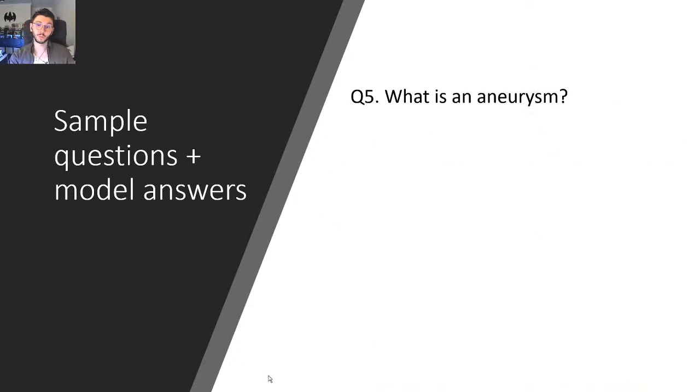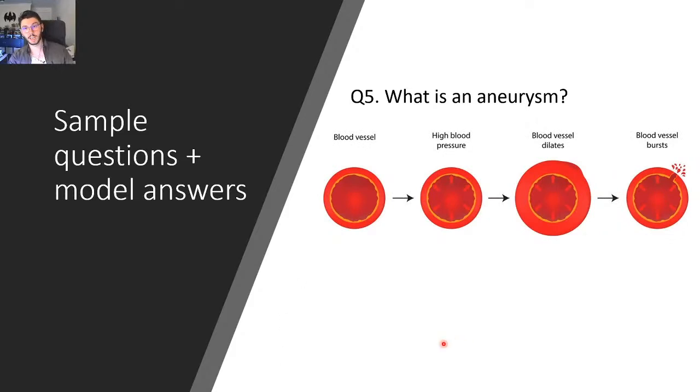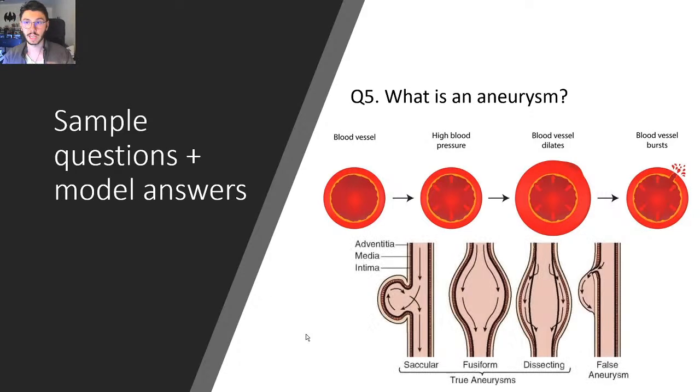So another question, what is an aneurysm? An aneurysm is a localized dilatation of the artery that exceeds 50% of its diameter. And what we can see here is that the blood vessel dilates, and eventually you create this little new sac here. There's different types.